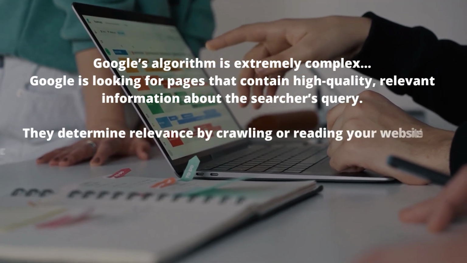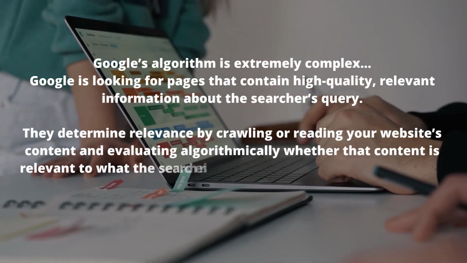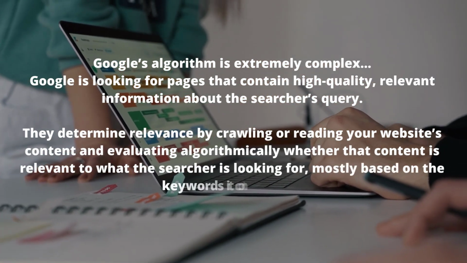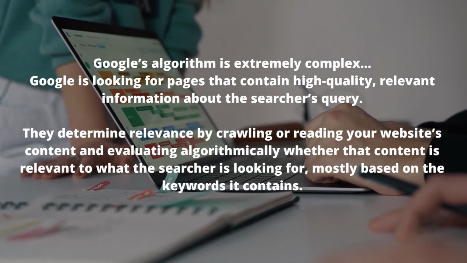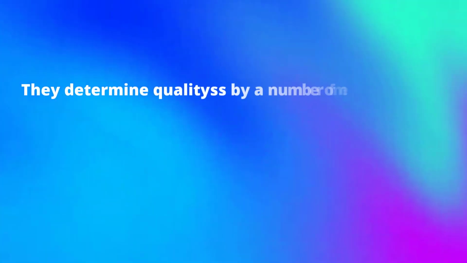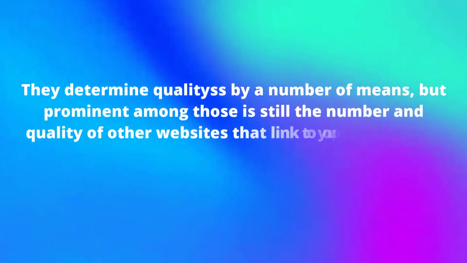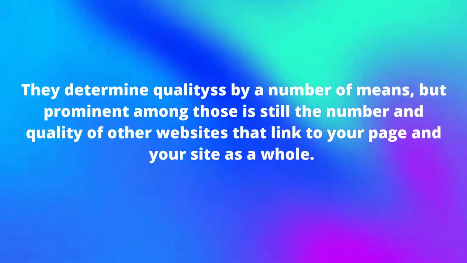They determine relevance by crawling or reading your website's content and evaluating algorithmically whether that content is relevant to what the searcher is looking for, mostly based on the keywords it contains. They determine quality by a number of means, but prominent among those is still the number and quality of other websites that link to your page and your site as a whole.